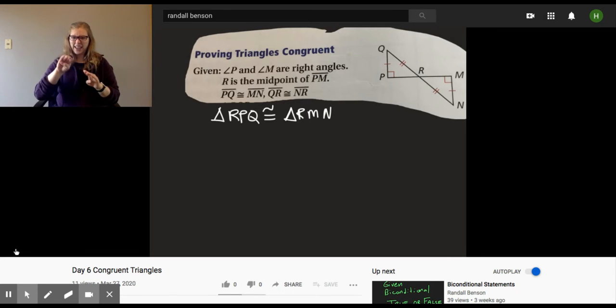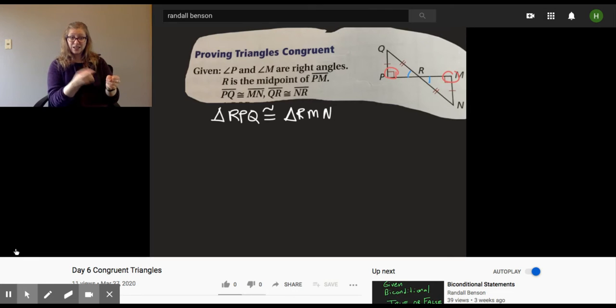So what do I know about this picture? Well, one thing I can see is that angle P and angle M are right angles. So right angles are congruent because they're all 90 degrees. So that's one piece of information. I can also see from this picture that this angle at the pair that happens at R, those are vertical angles.